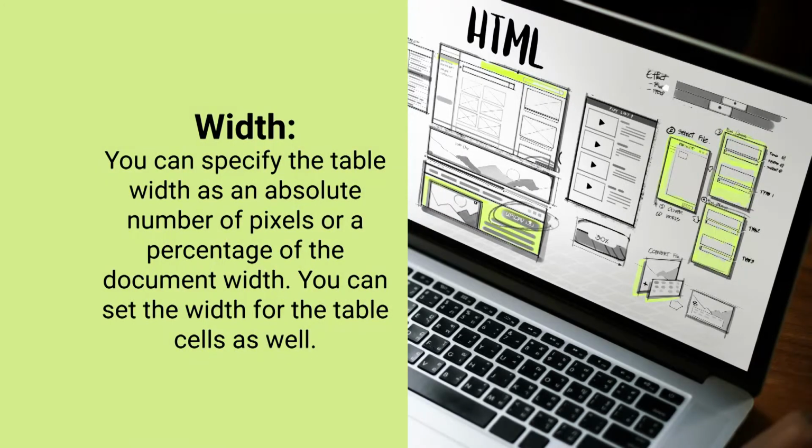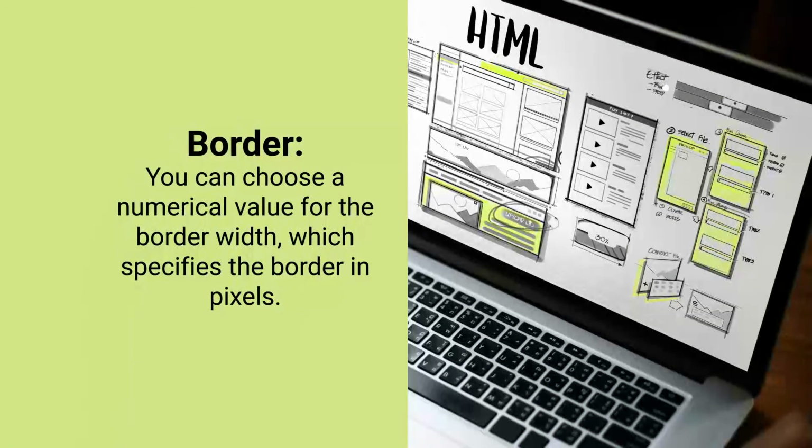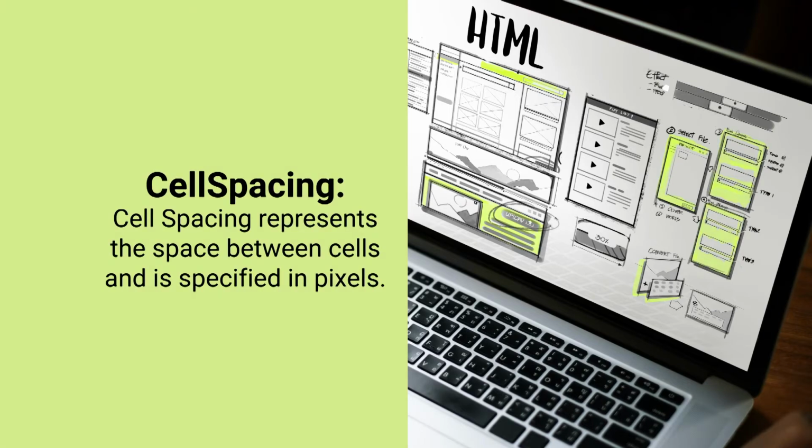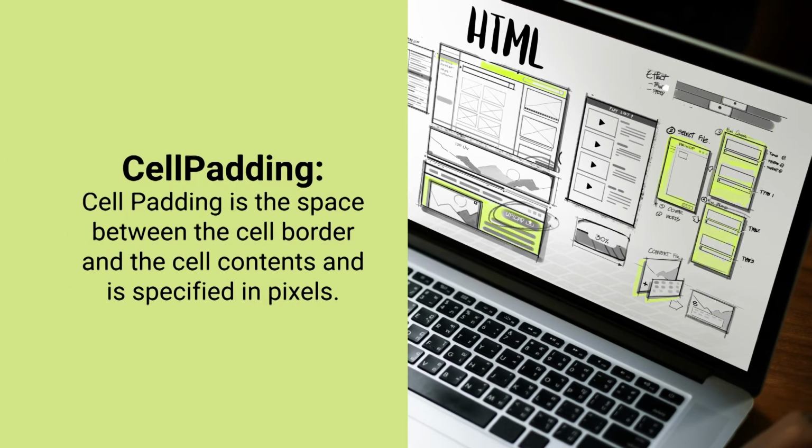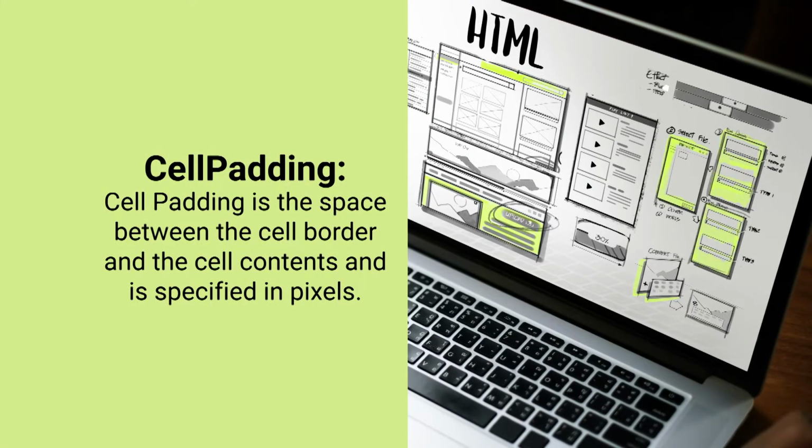Width can specify the table width as an absolute number of pixels or a percentage of the document width. You can set a width for a table as well. In a similar way, border and cell spacing are also available features. Table attribute, it has another, cell padding. Cell padding is the space between the cell border and the cell content, specified in pixels.